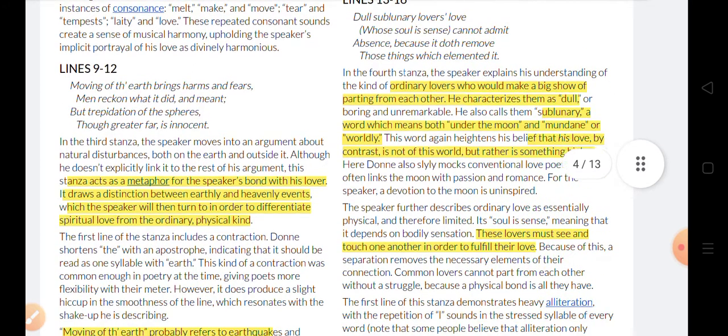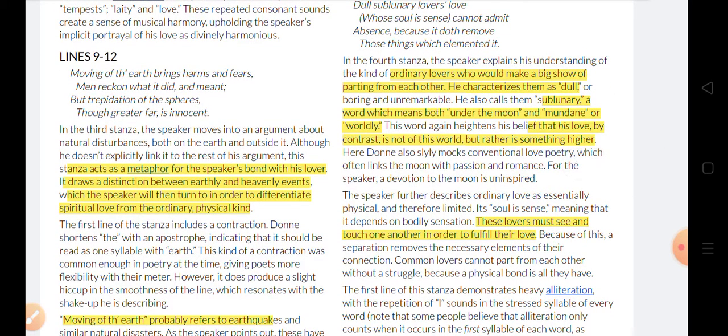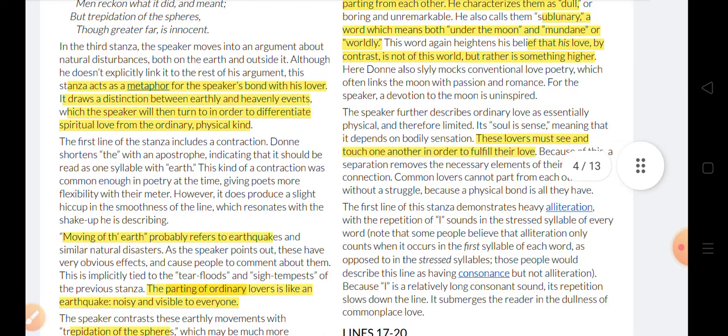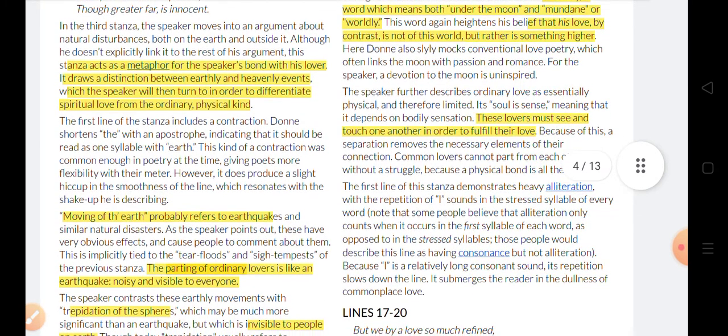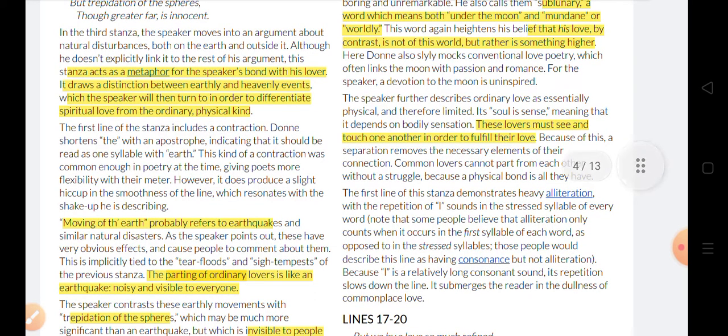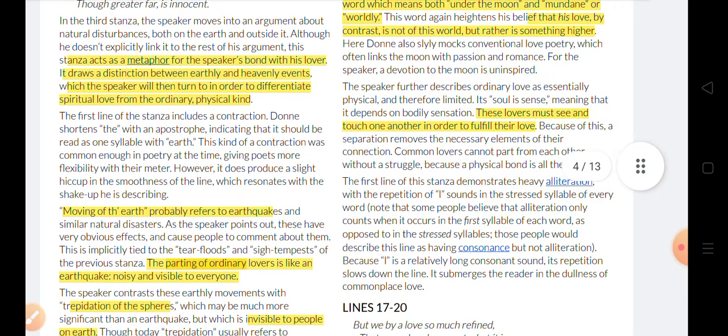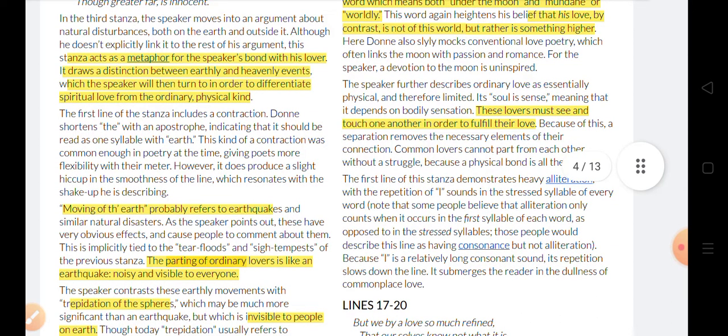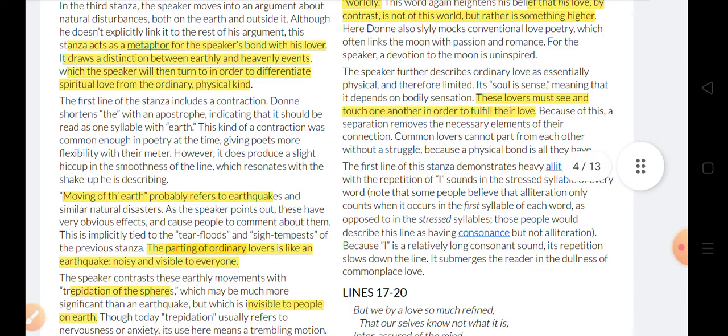Line 9 to 12: Moving of the earth brings harms and fears, men reckon what it did and meant, but trepidation of the spheres, though greater far, is innocent. So in this stanza, this acts as a metaphor for the speaker's bond with his lover, and it draws a distinction between earthly and heavenly events, which the speaker will then turn to in order to differentiate spiritual love from ordinary physical love.